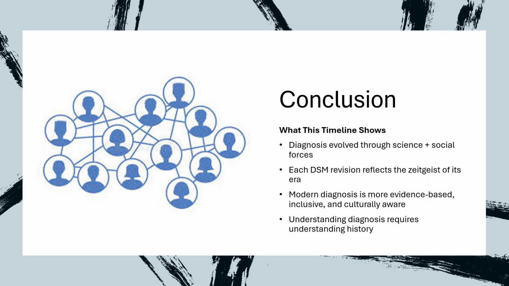Now, this timeline shows that mental health diagnosis evolved through the interaction of psychological discoveries and powerful historical forces. Each DSM revision reflects the values, science, and social issues of its era. Understanding diagnosis today requires understanding the history that shaped it.